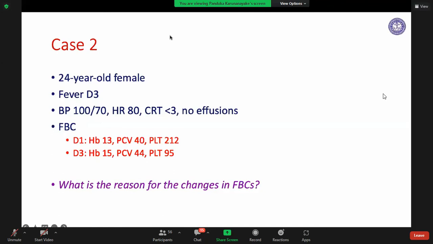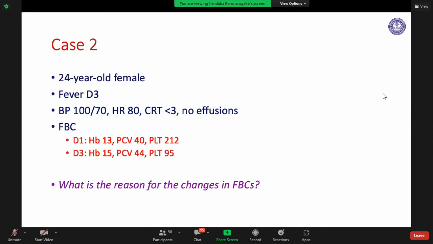Any questions, any clarifications you want? So, sir, the dehydration has to be very severe in order to give such a rise in the PCV. But still, is it possible to have a capillary refilling time less than 3 or 2 seconds with that much of a dehydration?